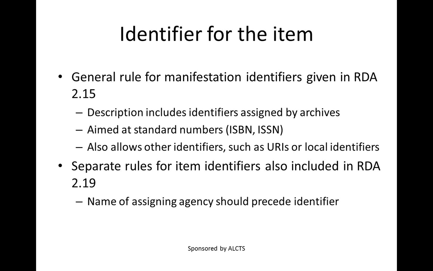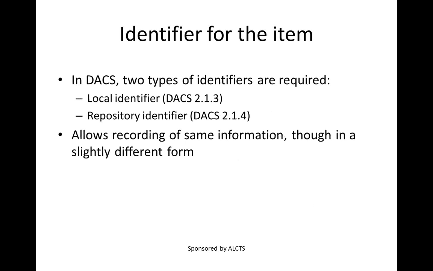Archival aggregations, which often exist as manifestation singletons, typically have item identifiers instead. The rules for recording these item identifiers are given in RDA 2.19. Looking at the rules in that section, it basically requires that the name of the repository be recorded as well as the local identifier. The DACS rules given in DACS 2.1 are similar and require both a local identifier and a repository identifier. However, it does not require that these be recorded in a single field as in RDA.